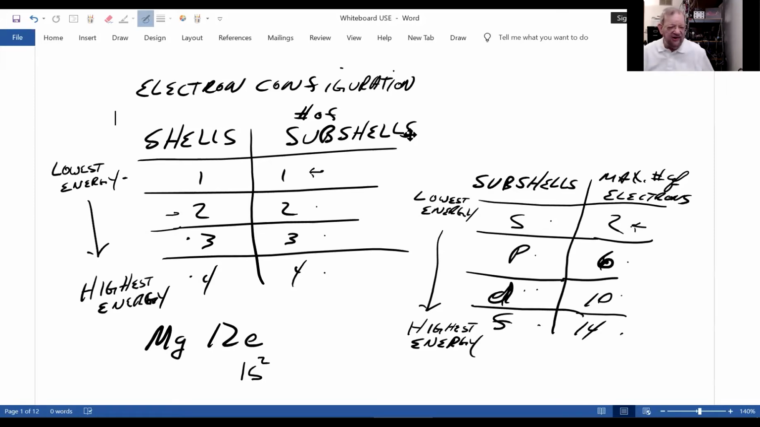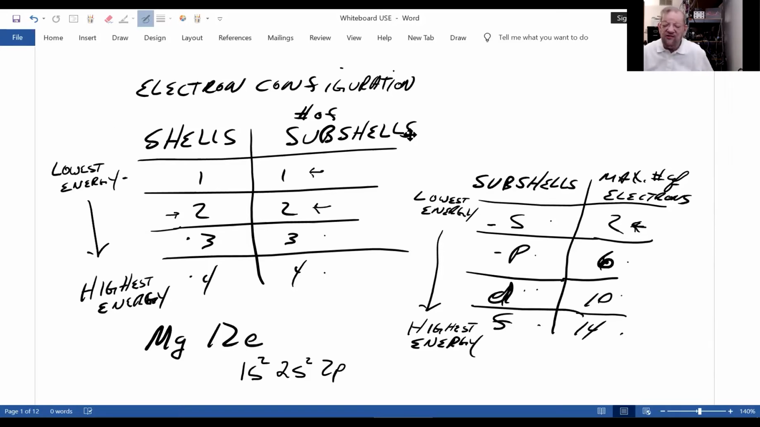So now we go to the next shell, that's 2, and the first subshell is 2s. How many electrons can we put in 2s? Well, in any s subshell, you can put 2 electrons. Well, I filled that up. I've only got 4, I've got to get to 12. So notice shell 2 has 2 subshells. The first one is 2s. Remember, subshell, number and letter. The second one is 2p.